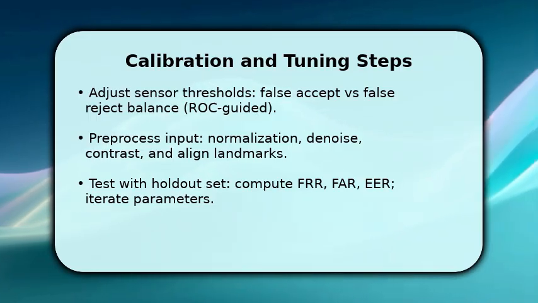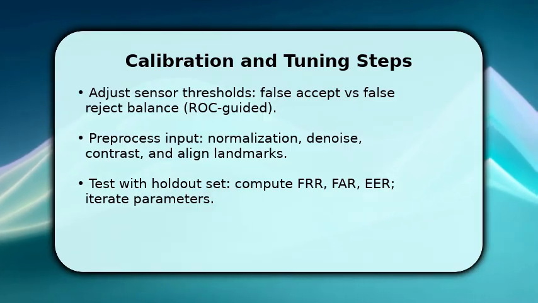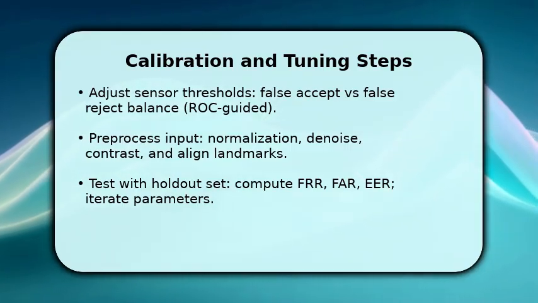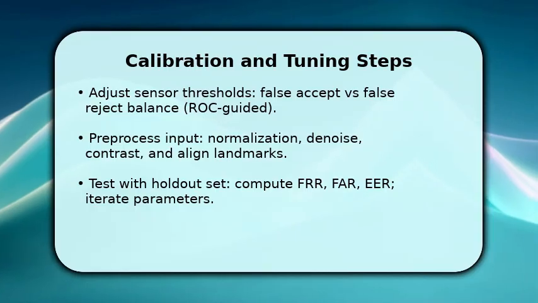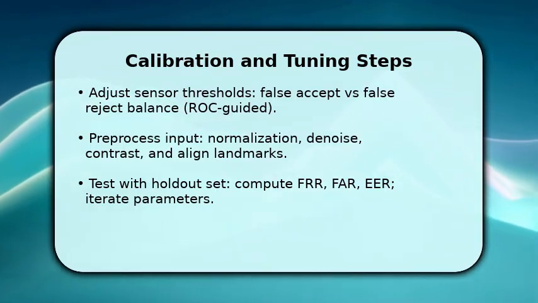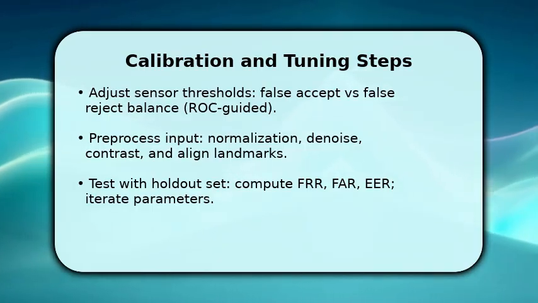Next, implement preprocessing. Normalize intensity, denoise, increase contrast, and align landmarks so comparisons are consistent. This reduces variation dramatically. Once preprocessing is stable, test on a holdout set and compute FRR, FAR, and EAR. Iterate parameters while tracking which change affects which metric.